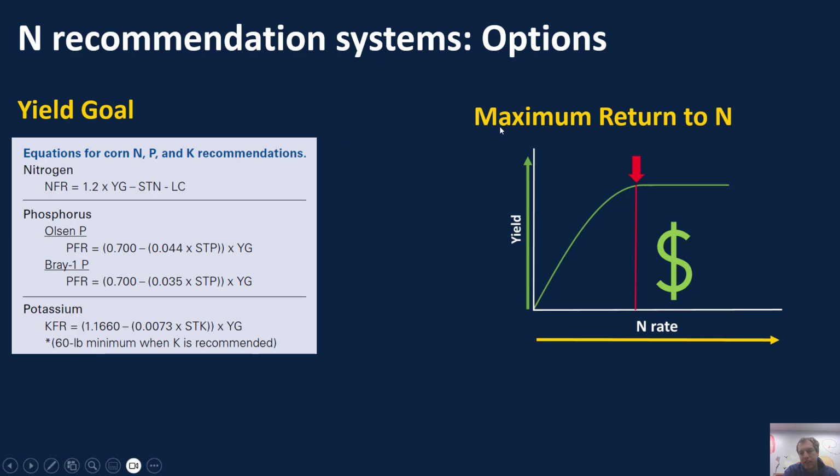And then we have our maximum return to nitrogen, which is a database of nitrogen response sites that look at yield versus nitrogen rate and the economics of where that is maximized, where we're not seeing an increase in profit.